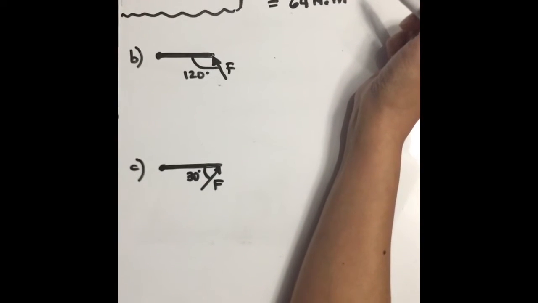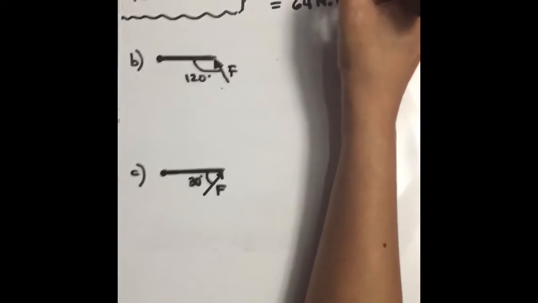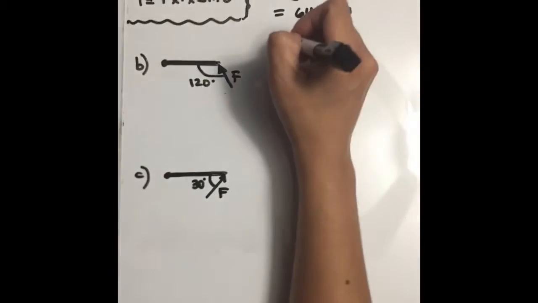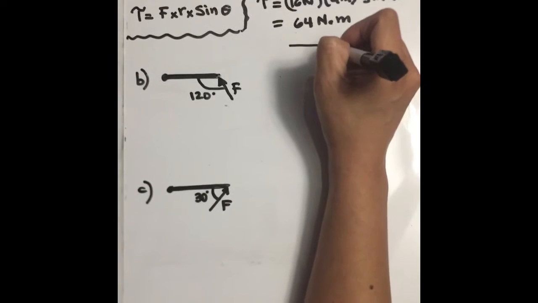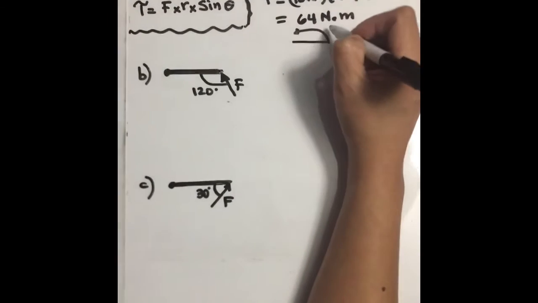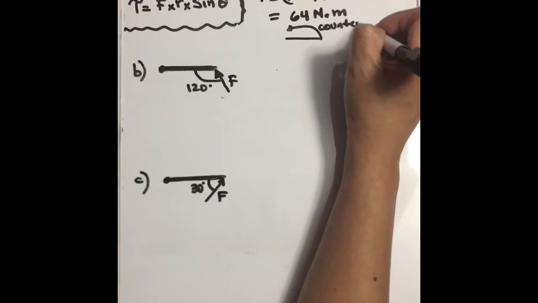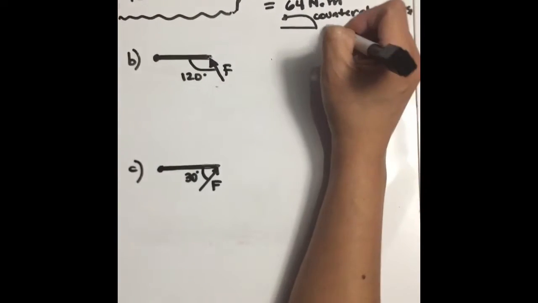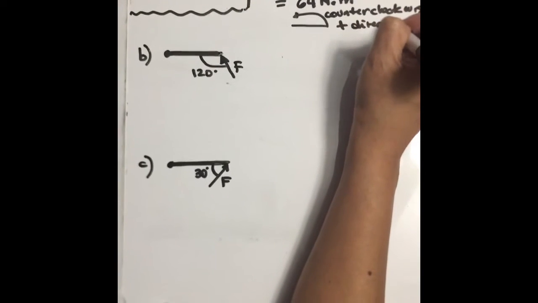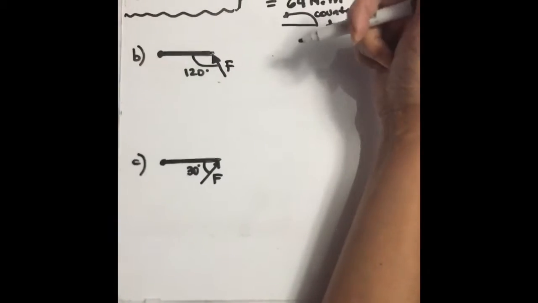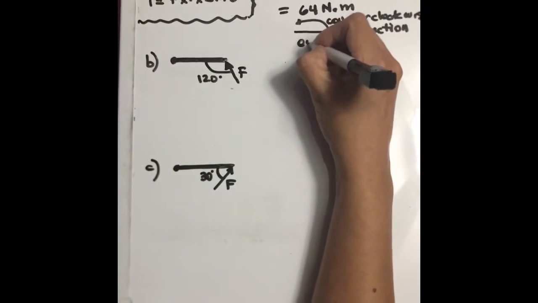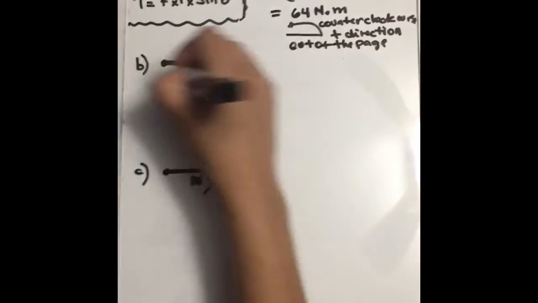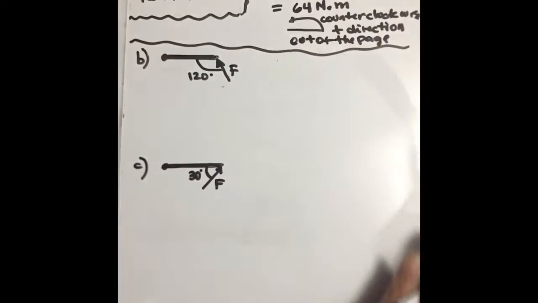Then we have to find the direction of the torque. Since this force is applied in this direction, it's going to rotate the door counterclockwise, which means a positive direction, and positive direction is out of the page. Okay, this is for part A.